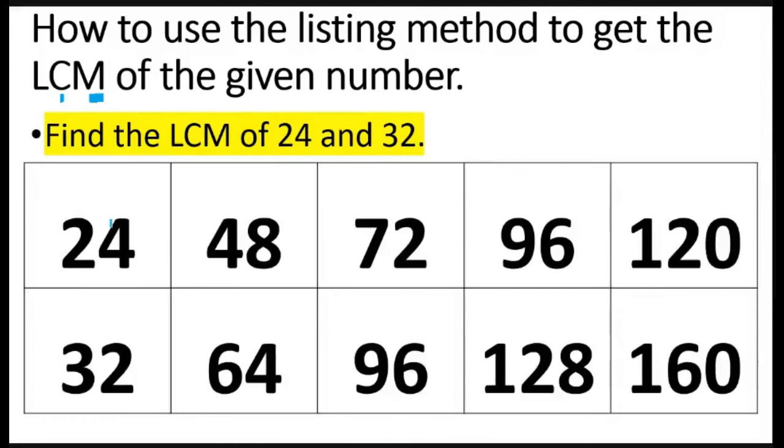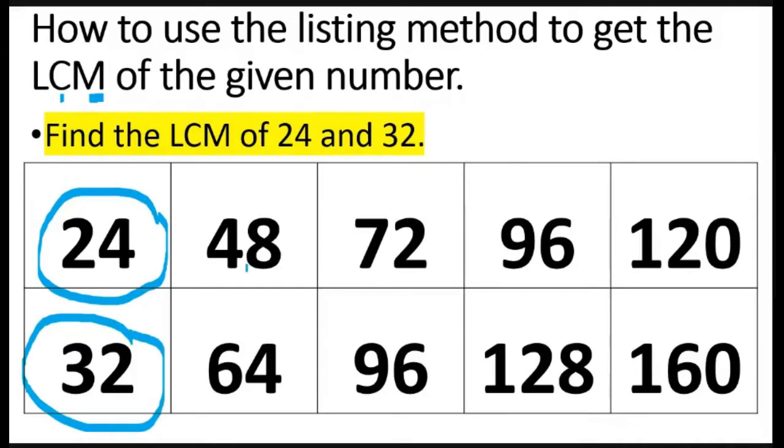For example, the given first is 24 and then 32. So, 24 plus 24, 48. 48 plus 24 is 72. 72 plus 24 is 96. And then, 96 plus 24 is 120. Okay? Next. So, 32, ganun din.